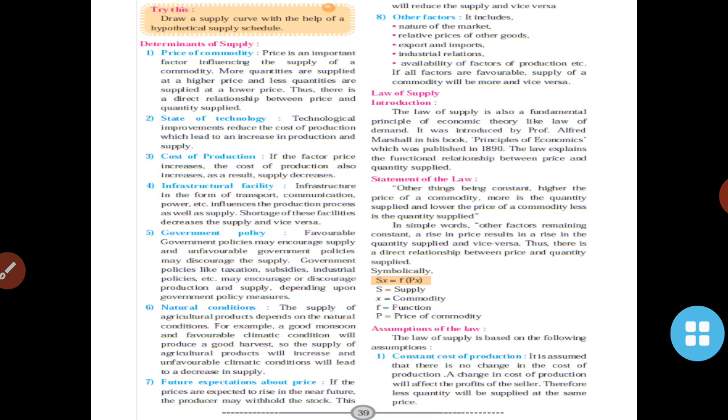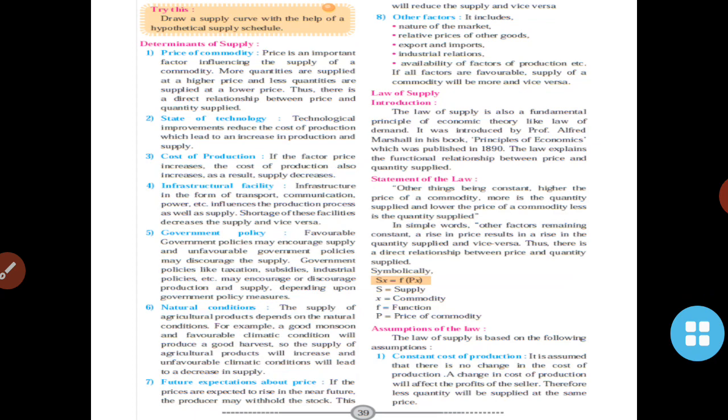As we have seen, price is an important factor. In the graph also we have seen more quantities are supplied at a higher price, and less quantities are supplied at a lower price. Thus the graph is going upward, meaning the SS line is going up, they are selling more and increasing the production. Thus there is a direct relationship between price and quantity supplied.